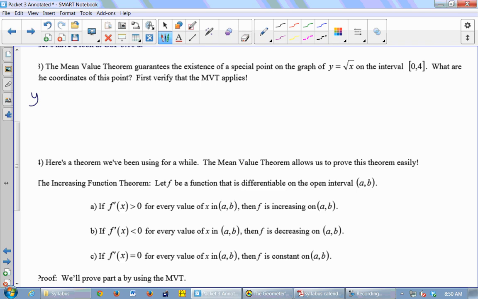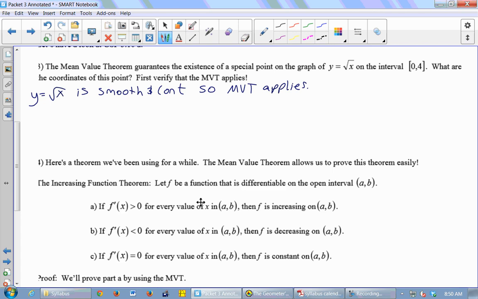Okay, y equals square root x is smooth and continuous. So MVT applies. Okay, so that's the first thing you have to do. It only applies on a smooth continuous function. So the mean value theorem guarantees the existence of a special point in the interval 0 to 4.